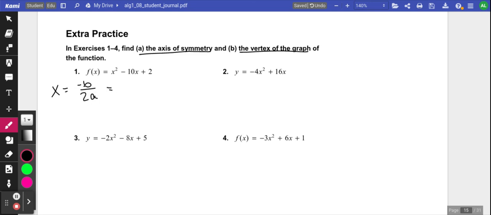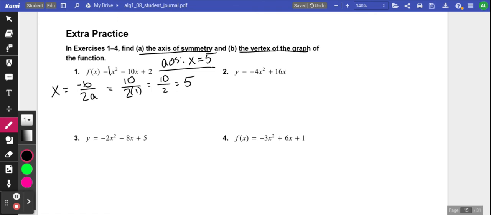Well, b is -10, so -b is +10 over 2. That coefficient a is 1. So 10 divided by 2, I get 5. My axis of symmetry is x equals 5. Don't just say 5. You always want it to be that entire equation. I know that -b/2a is 5.